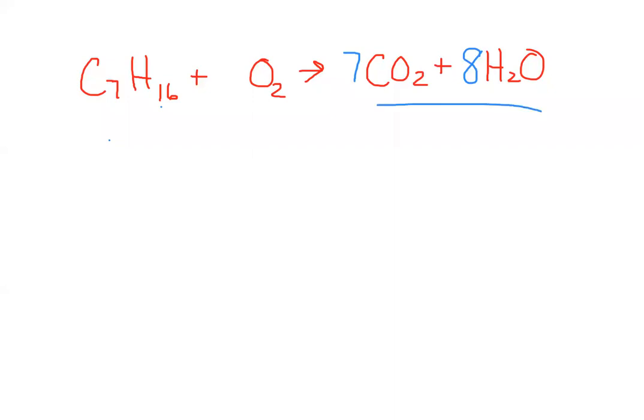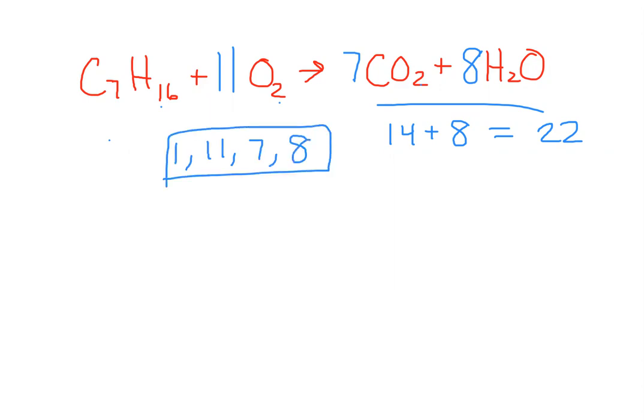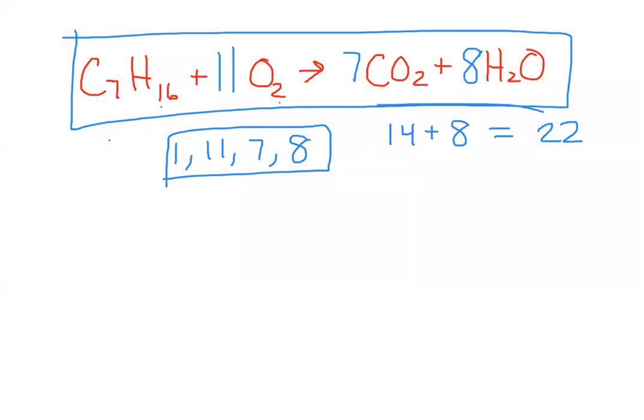Over on this side, we have 7 times 2, 14 plus 8 oxygens, which is 22 oxygens on this side. So if we put an 11 right there, that gives us 22 oxygens on this side, and our coefficients are 1, 11, 7, and 8. And that's good. We can't reduce those at all. So this is a good balanced equation. All right, that is combustion.